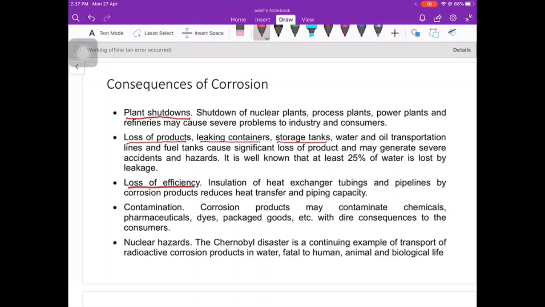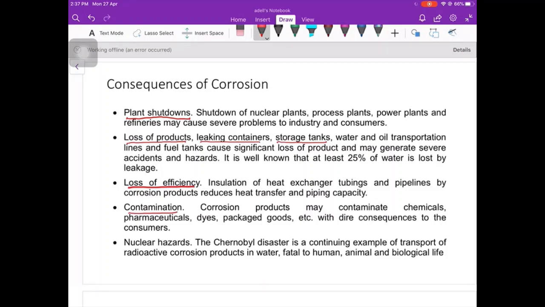Okay, next, loss of efficiency. Okay, so for example, in heat exchanger tubing and pipelines, the corrosion product will reduce the heat transfer and piping capacity, so there is loss of efficiency.